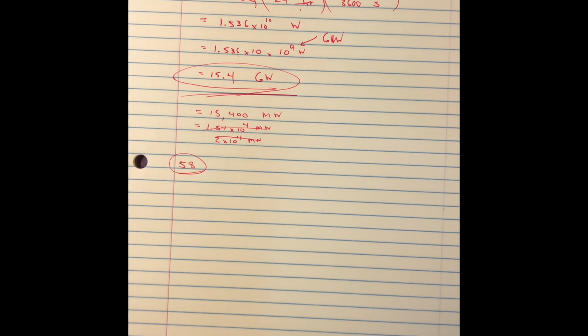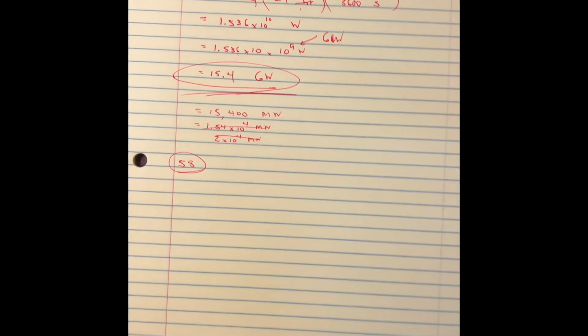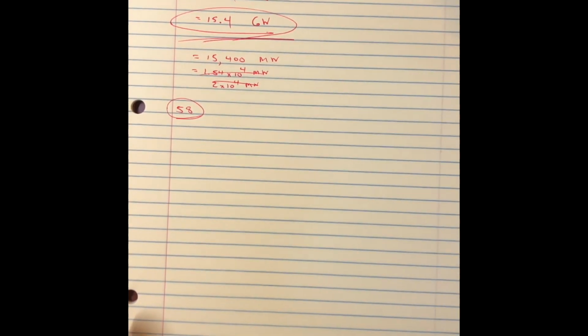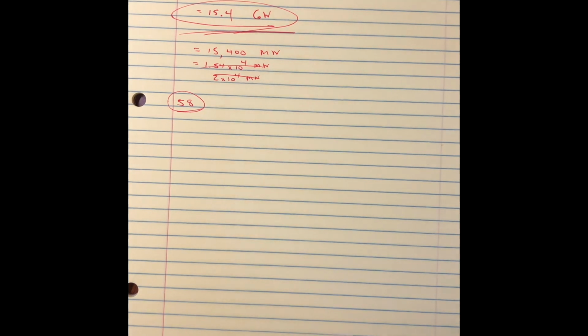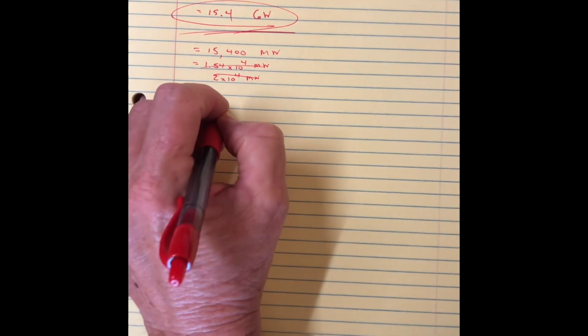All right, and the next one on my list was the 58, which says, what? Let me find 58 here in your book. Here we go. It says, calculate the rate at which heat is transferred by radiation from a car radiator at 110 degrees Celsius into a 50 degrees Celsius environment.